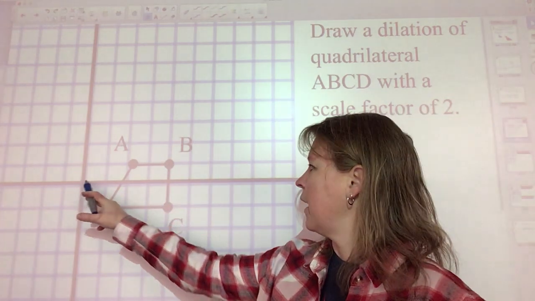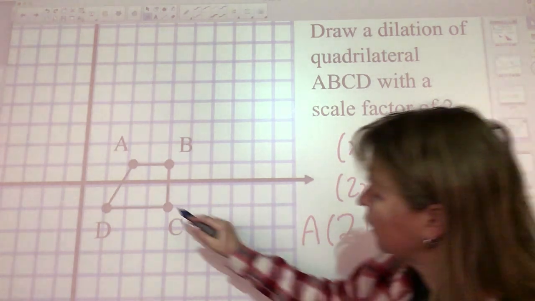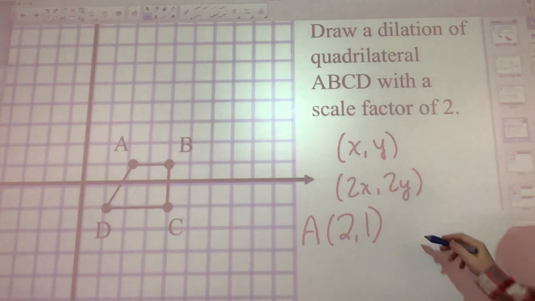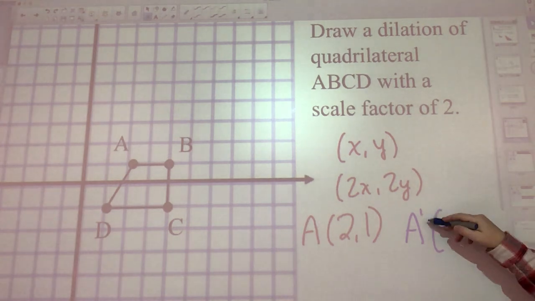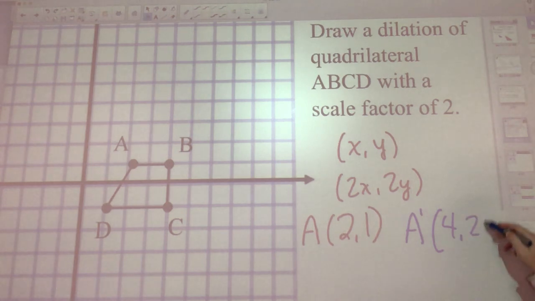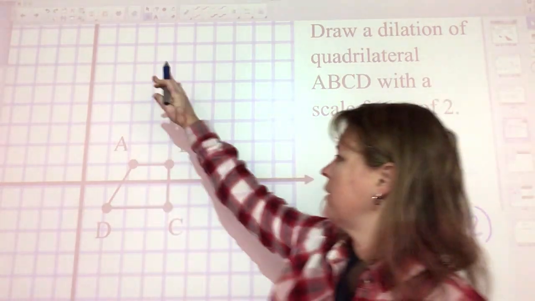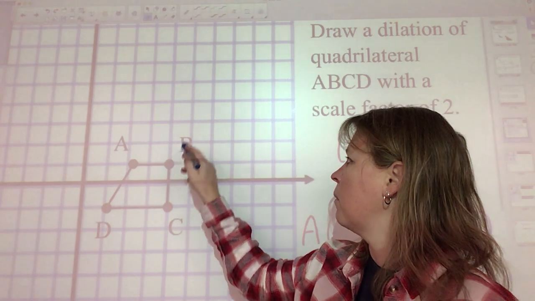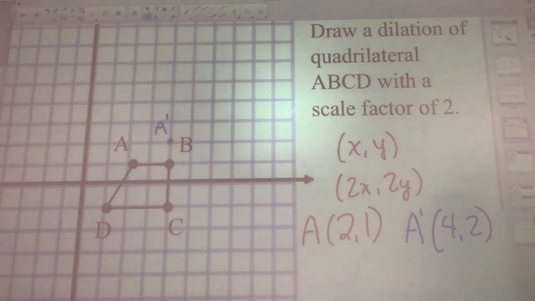If you look at point A right now, point A is over 2, up 1. Or it's supposed to be. It looks like it's off just a little bit. Multiply that by 2, your new A, we're going to call it A prime, A with a little apostrophe up there. Multiply that by 2, our new A is over 4, up 2. So you don't just make it taller, you change both the x and the y. So over 1, 2, 3, 4, up 1, 2. There's our new A prime.